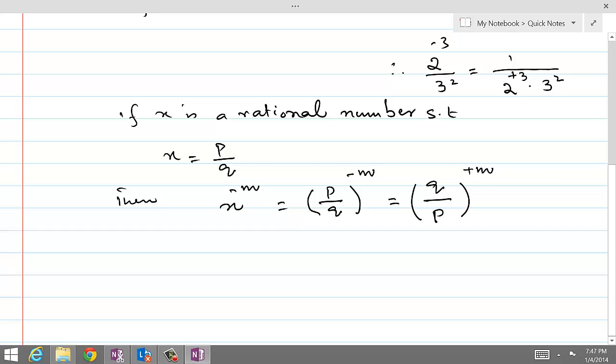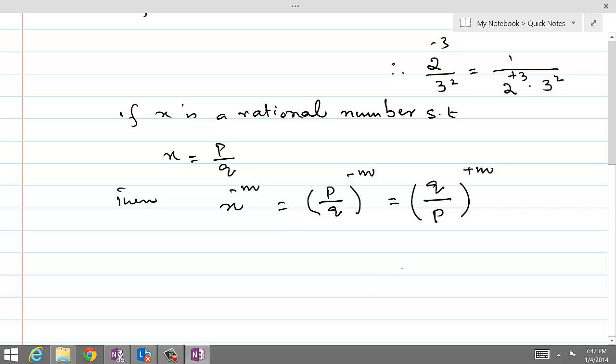And this is exactly what we did on the previous line. The denominator, which was q, is now written in the numerator, so its exponent must be plus m, and the numerator, which was p, has gone to denominator and it has changed the sign as well. That's why minus m is now changed to plus m.